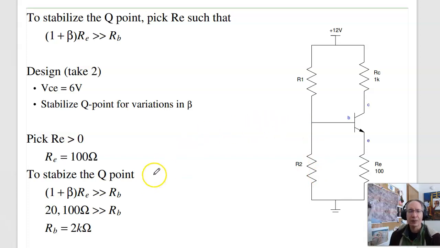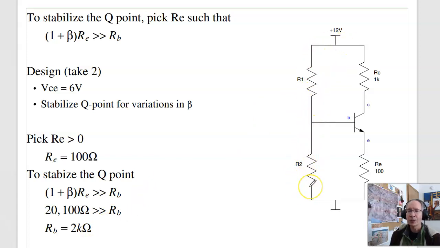Now the first one, to stabilize the Q point, I need 1 plus beta times RE to be much, much more than RB. Beta is 200, RE is 100, so RB is much, much smaller than 20K. So let's make it 2K. Again, I'm not going to make it too much smaller because this affects what R1 and R2 are. If I make RB equal to 2 ohms, this will be something like 1 ohm.